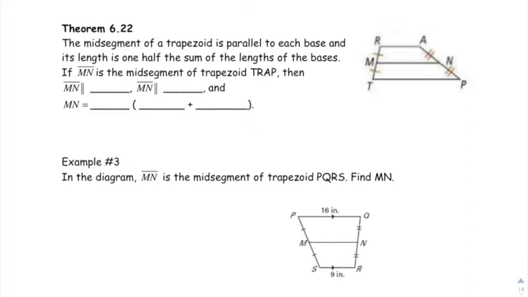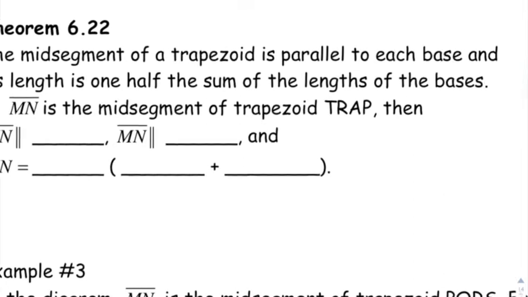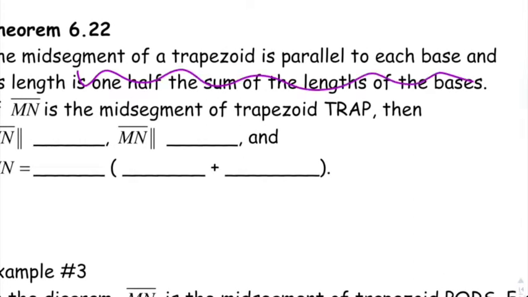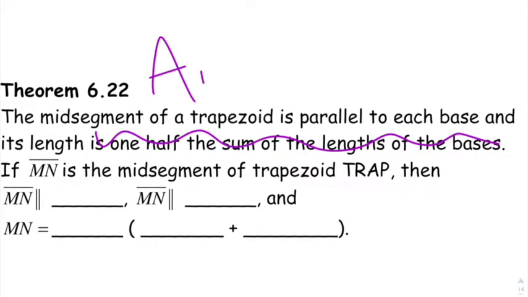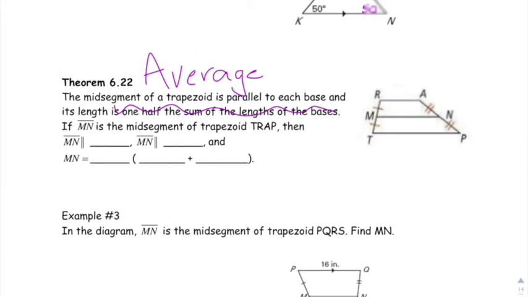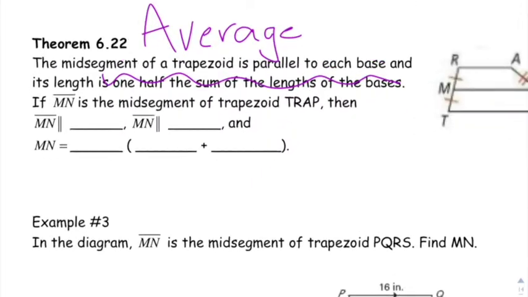Okay, here's another thing here. The mid-segment of a trapezoid is parallel to each base, and its length is 1/2 the sum of the lengths of the bases. Now, if you want, I want you to go ahead and scratch this out and write this word right here. It's just the average. That's all it is. So take the two, add them up, then divide them by 2. The mid-segment is the average of the two bases.